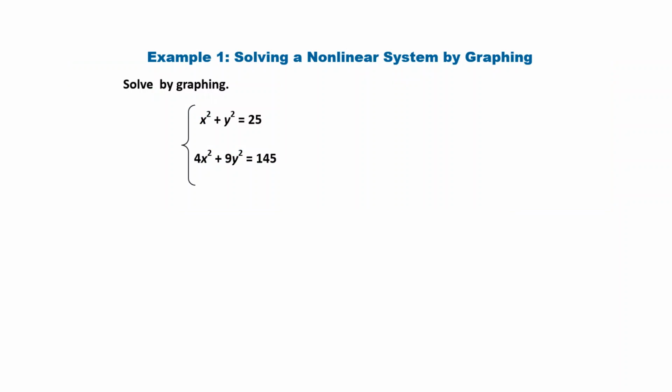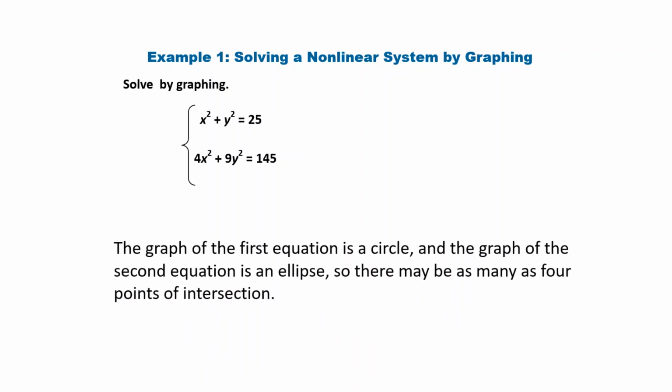Let's try an example. It says solve by graphing. So this is pretty simple. The graph of the first equation is a circle, and the graph of the second equation is an ellipse. So there may be as many as 4 points of intersection. Let's talk about what that would look like. If our first example is a circle and our second example is an ellipse, the most that we could probably have is 4 points of intersection.